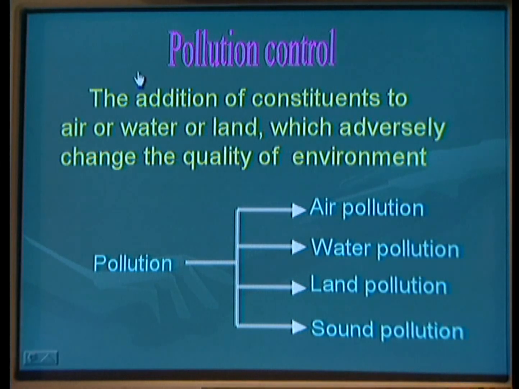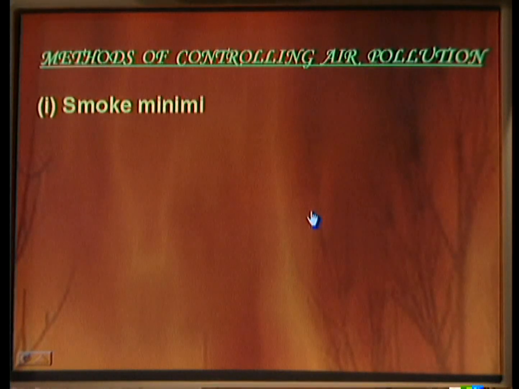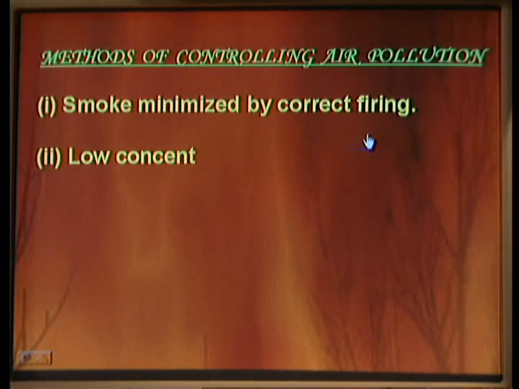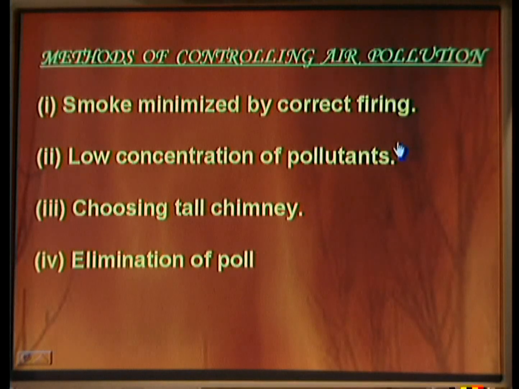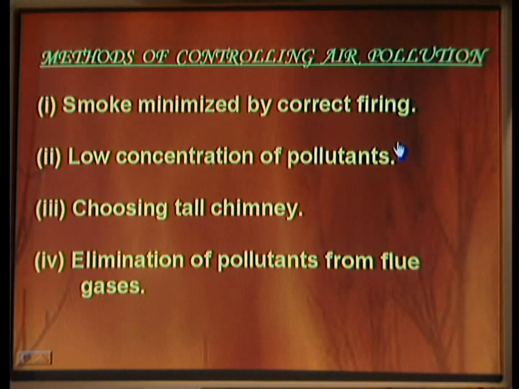In a TPS, mainly air pollution is the major one. Let us go to air pollution. How are we going to control air pollution in a thermal power station? Air pollution can be controlled by different methods. One, smoke is minimized by correct firing. Correct firing means maintaining a high temperature inside the furnace. Next, by admitting the coal inside continuously instead of intermittently, and allowing hot air into the furnace, we can reduce the smoke.